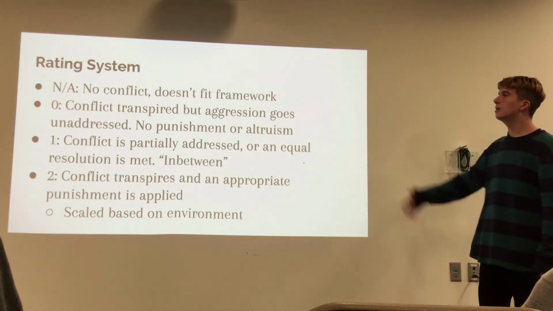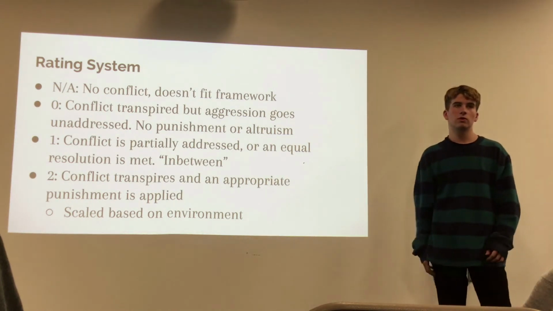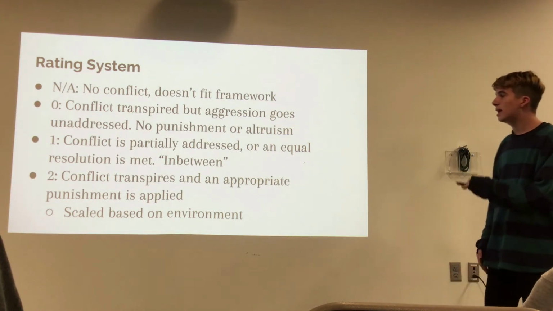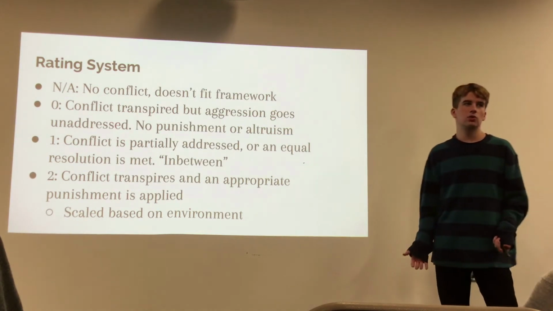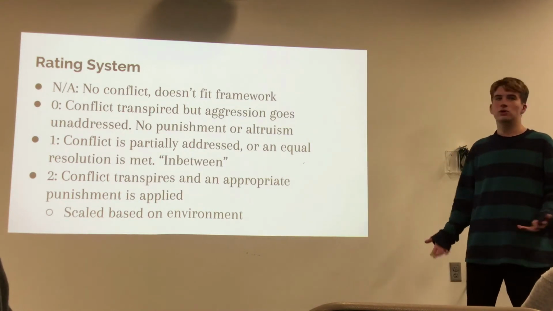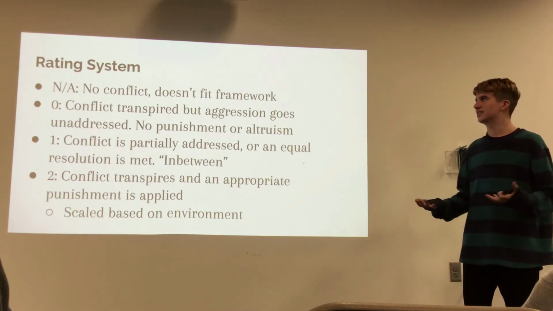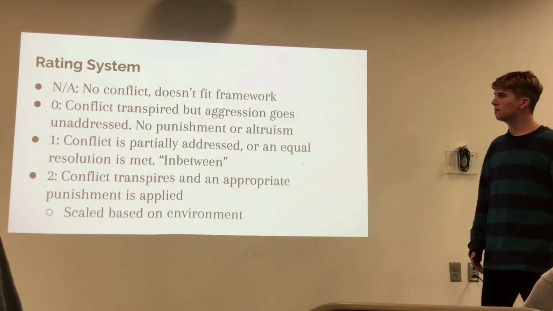So this is the rating system, how we rated the stories that we got from these children. The prompt we gave them was, please write a story with a villain in it. NA was if there is no conflict, it doesn't fit the framework. If a kid writes a story where literally nothing happens, it's just exposition, we can't really analyze it because there's no conflict, no transgression for us to dig into, so we had to throw those data points out.